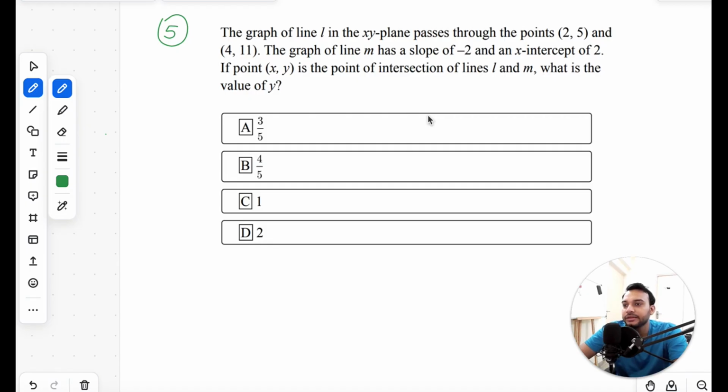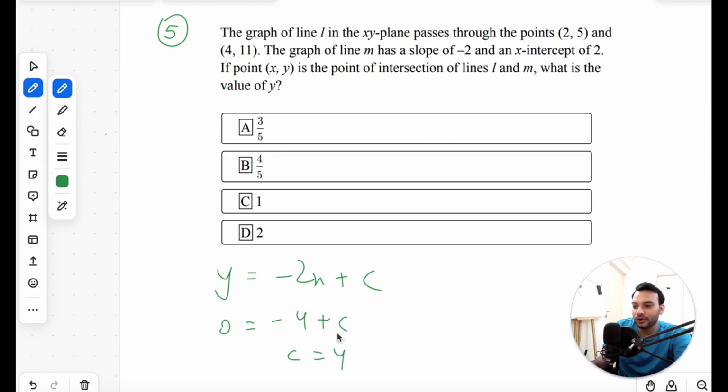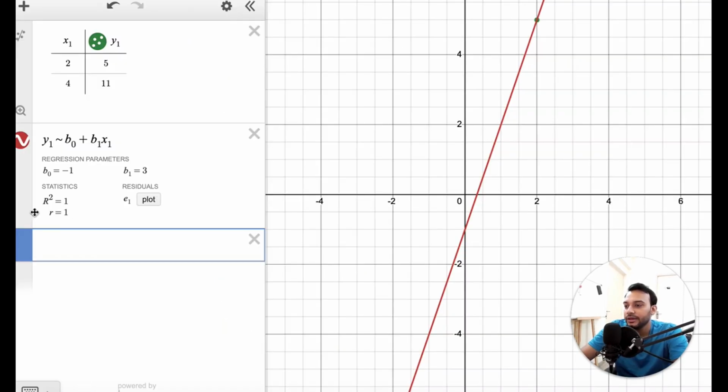They've given us that line M has a slope of negative 2, so y is equal to negative 2x plus c. And the x-intercept is given, so put y equal to 0, x equal to 2. Negative 4 plus c, c is equal to 4. So y is equal to minus 2x plus 4. That's the second equation.